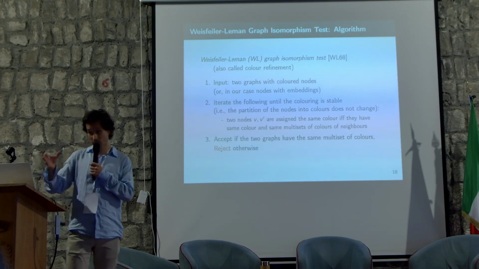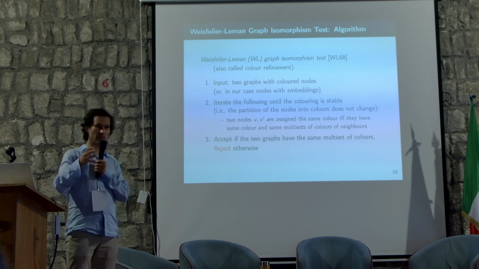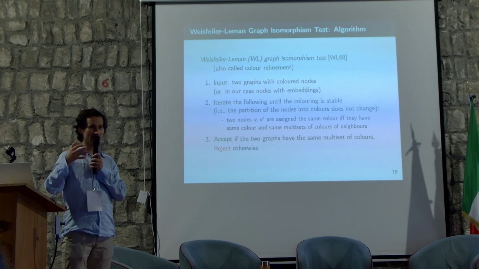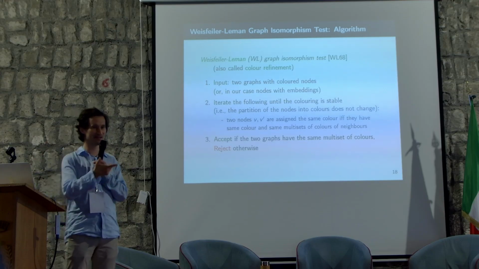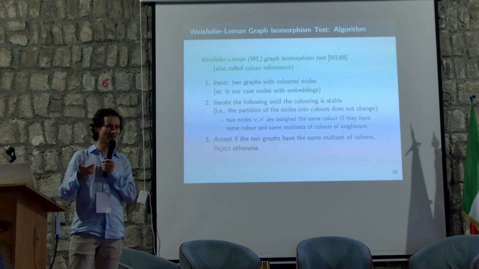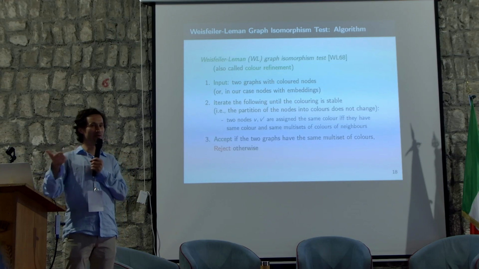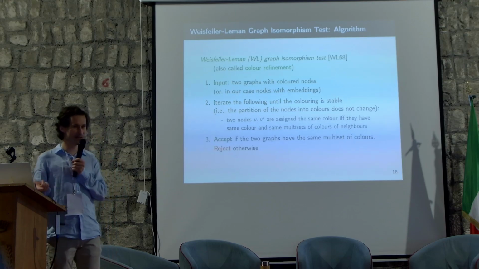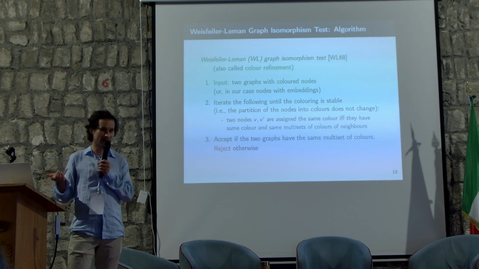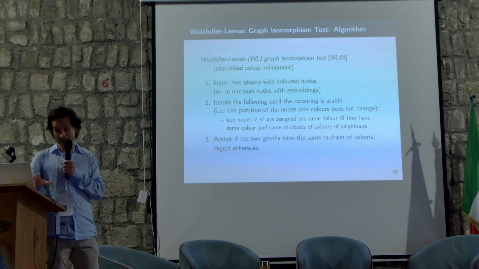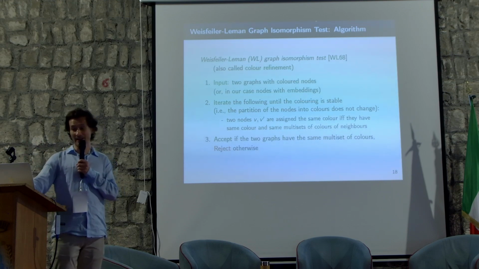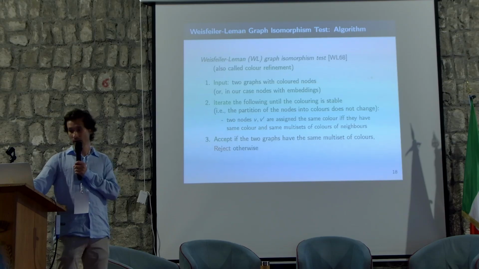Okay, so it takes as input, of course, two graphs, originally with colored nodes, but for our case, it may be with node embeddings. So node embeddings, the vectors, may be seen as colors. Most likely in our graph, all the original embeddings will be different. That's fine. All the nodes have different colors. But maybe sometimes they have the same. And then we iterate the following procedure until kind of stabilization.